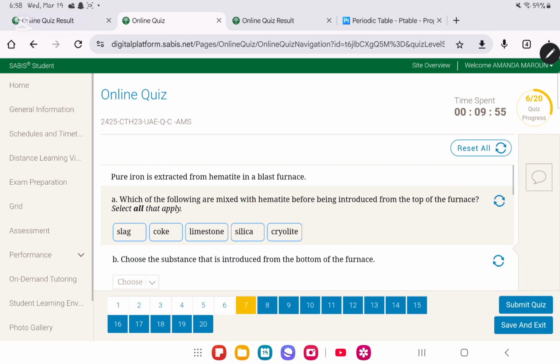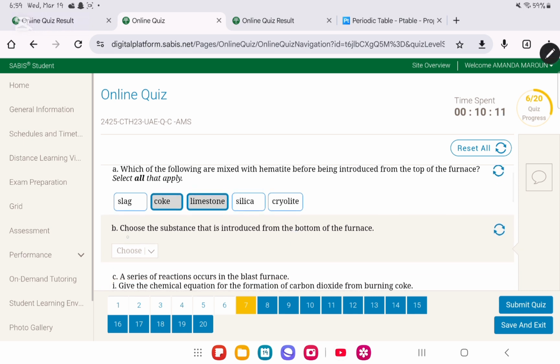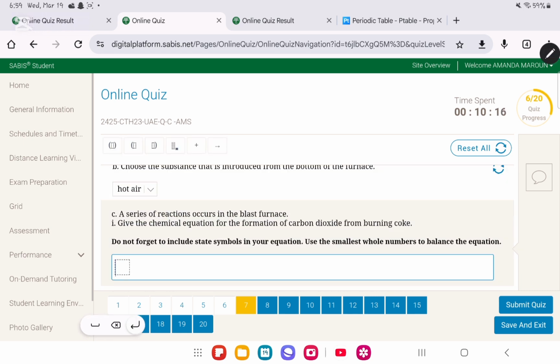So in the blast furnace, which of the following are mixed with hematite? Hematite is the iron ore. Before being introduced from top of the surface, we know that it's mixed with coke and limestone and hot air. But since hot air is not an option, we will not choose it. We will go down to the substance that's introduced from the bottom of the furnace. It is hot air. Now here we have to write a series of reactions that occur in the blast furnace. And we need to give the chemical equation for each of the following.